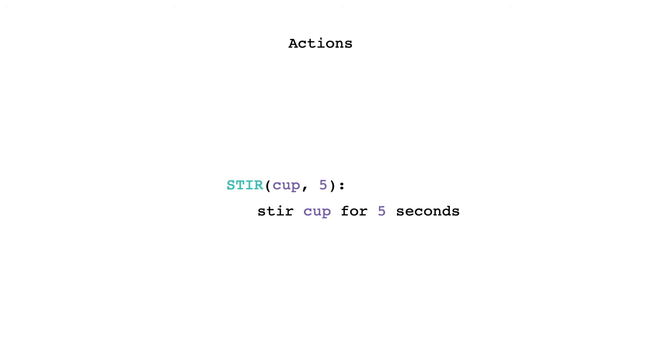If we wanted to make a different type of drink that required a longer stir, we don't need to rewrite this functionality. We can just use the same method. But in the next video for this series, I'll be covering data types, which are the types of data we can use.